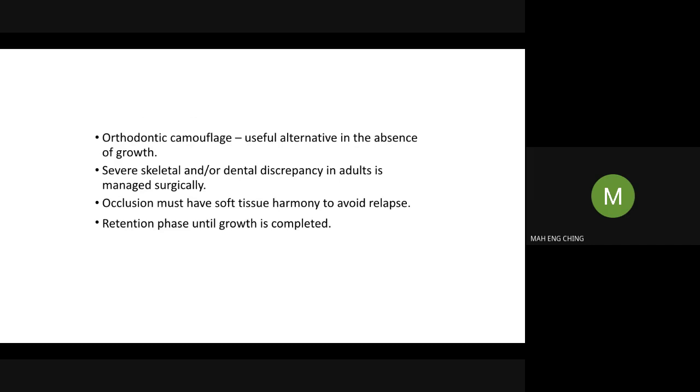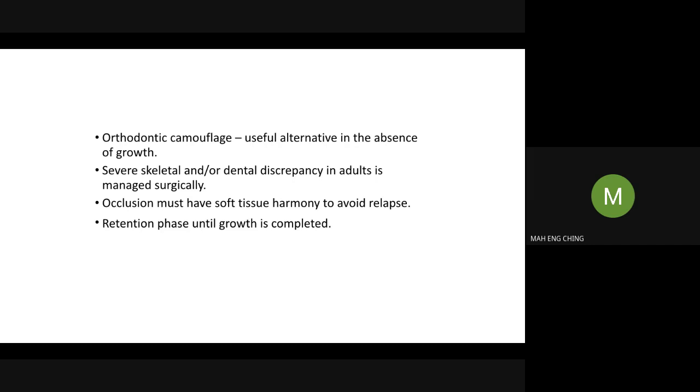So this one, it means the patient is not growing. You still can do orthodontics, but you're changing the incisor angle. So most of the time we do extraction of the premolar, then by bringing the upper incisor back and changing the angle of the incisor, we can reduce the overjet. But the skeletal still remains class 2. This is called orthodontic camouflage.